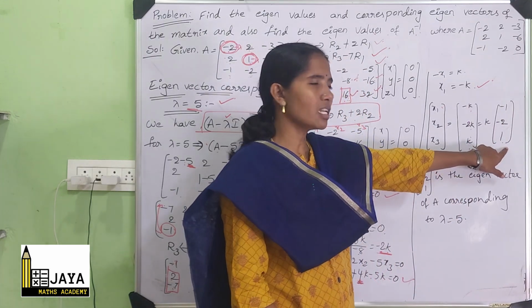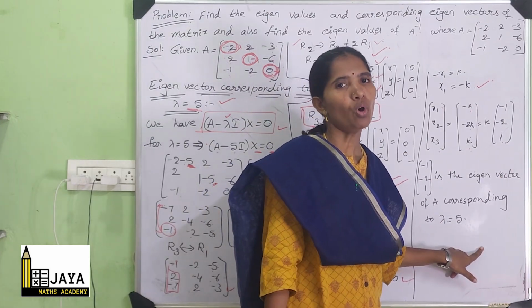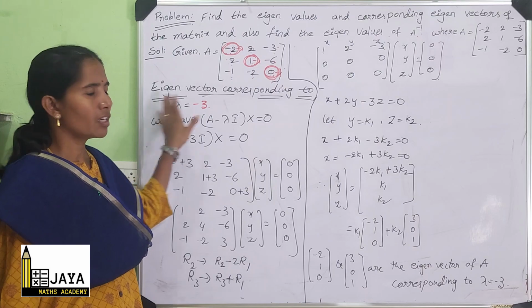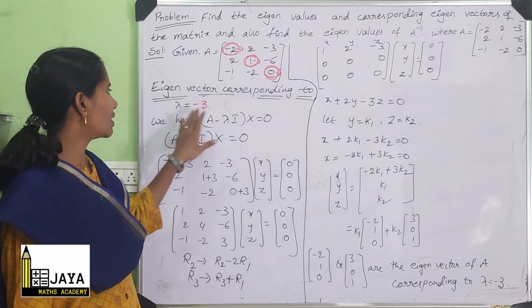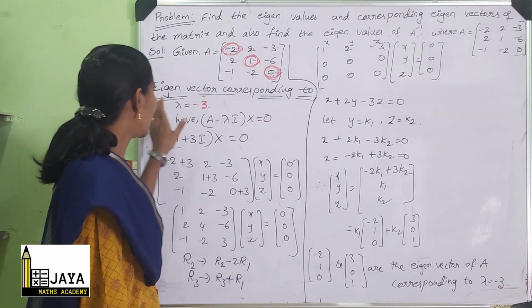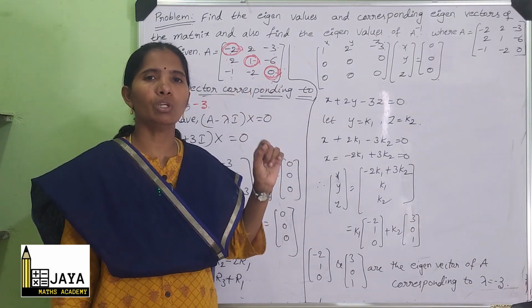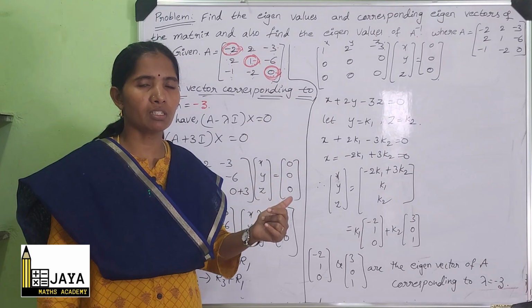These are the eigenvectors corresponding to lambda is equal to 5. Next, eigenvector corresponding to lambda is equal to minus 3. Already lambda is equal to 5 completed. Now we want to find for lambda is equal to minus 3. Lambda is equal to minus 3 we got 2 times.